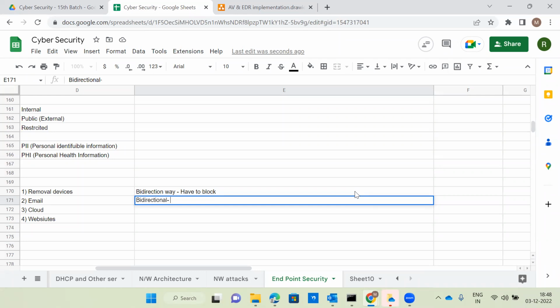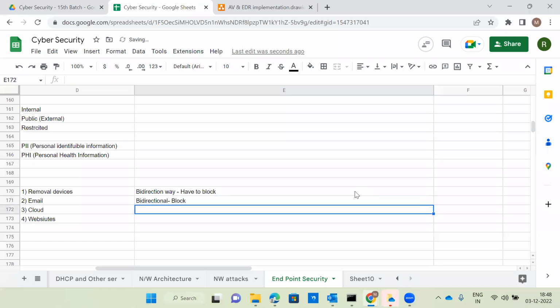So we have to block. We have to put the state as block. Cloud. So for cloud, we have to select either Amazon or Azure or GCP or Oracle, Alibaba or IBM and so on. So whenever there is a DLP policy, we have to disable. Okay, disable DLP policy. Nothing but block.